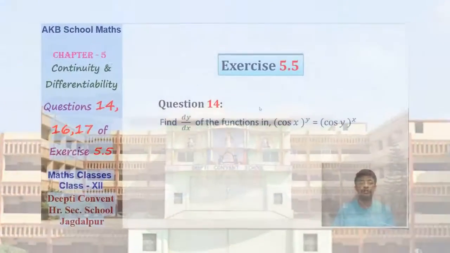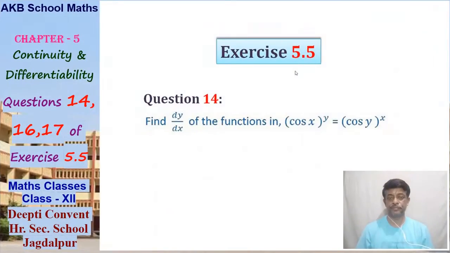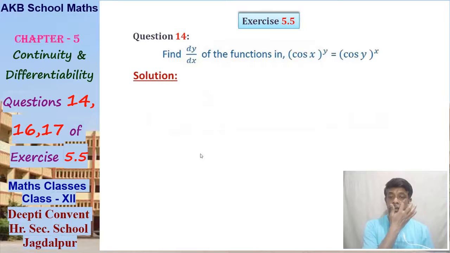Question 14 of exercise 5.5. Find dy by dx of the function y where this is given. Clear? Here we have to find dy by dx. This is y as a function of x. Okay, so let us solve it. Clear? So find dy by dx of this.